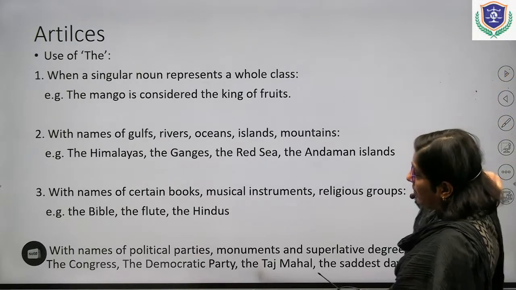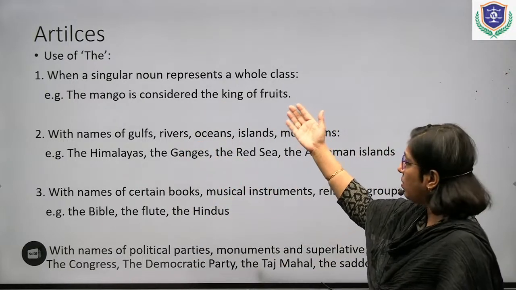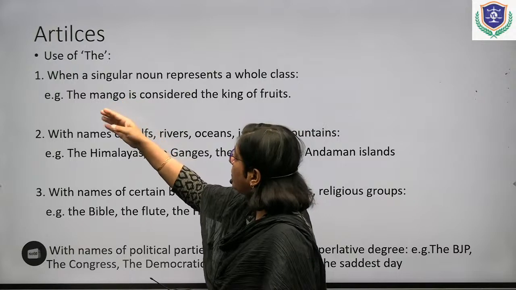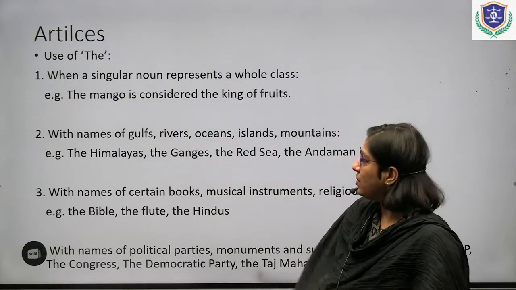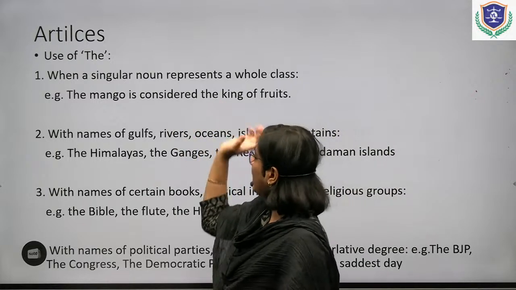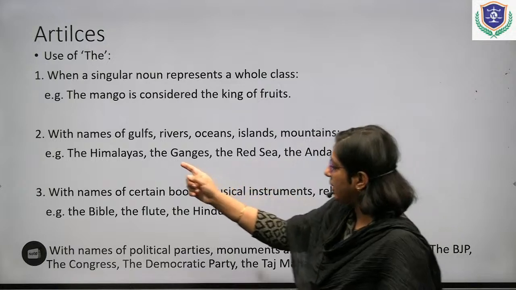Now where all are we using the? The first one, I think we got it repeated quite a few times yesterday: when a singular noun represents a whole class. So this we know, the mango is considered the king of fruits. Now with rivers, islands, mountains, we are using the.